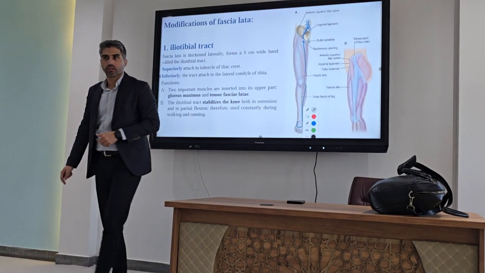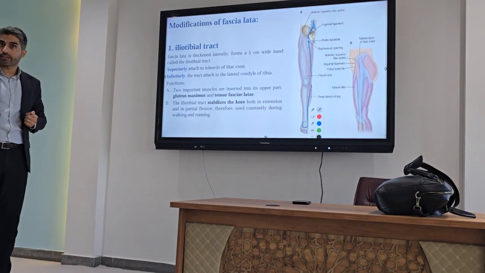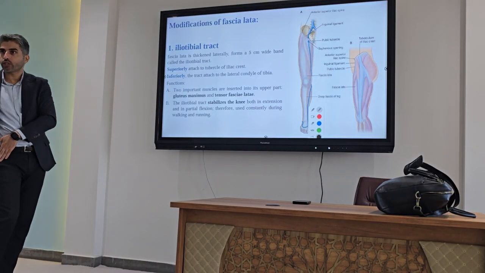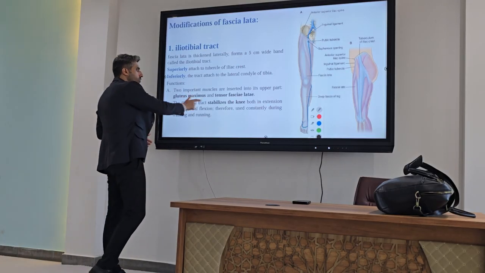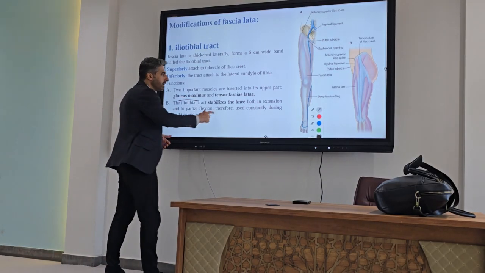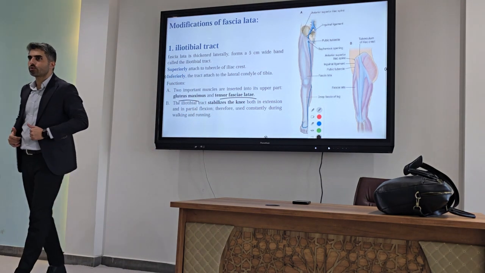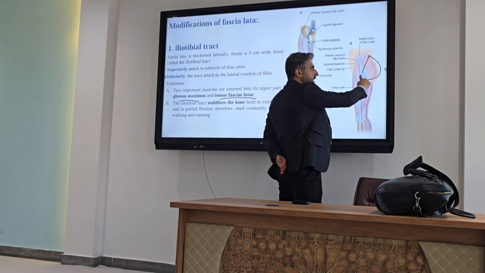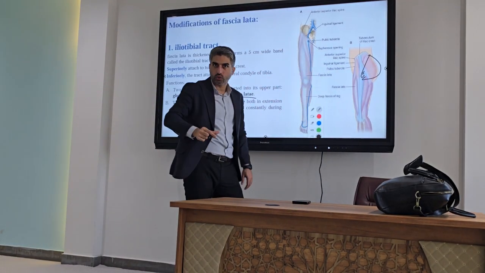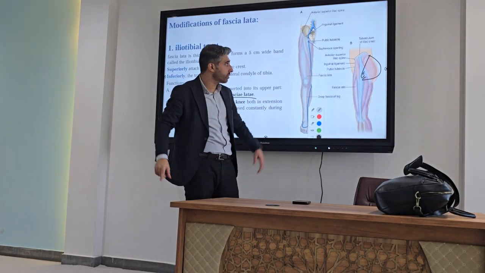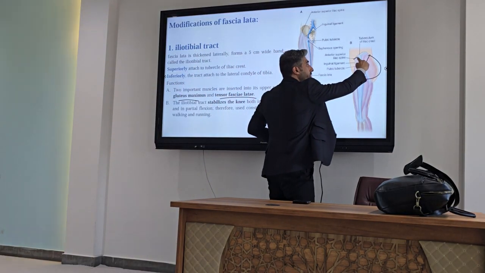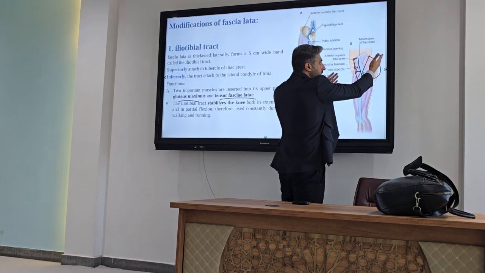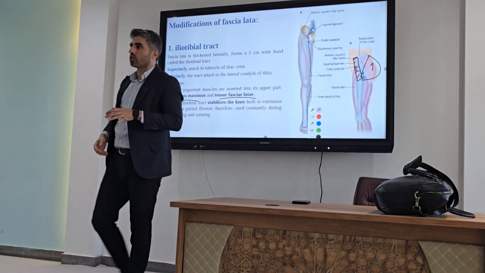I will tell you why. Two muscles attach to the upper part of this iliotibial tract. Look at here: gluteus maximus, the big muscle in the gluteal region, and another one, tensor fascia lata. These two muscles, gluteus maximus and tensor fascia lata, attach to this tract.